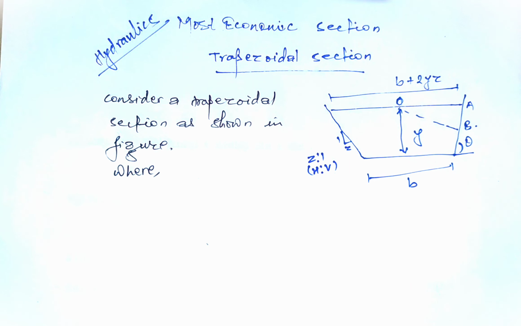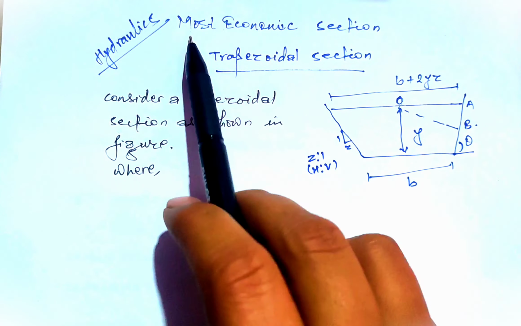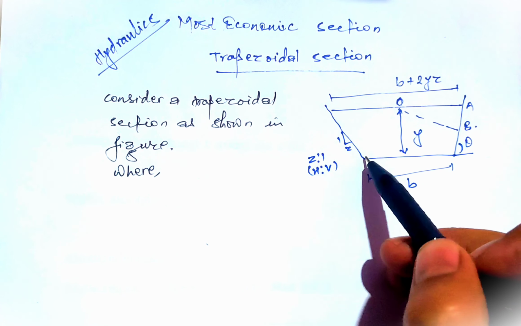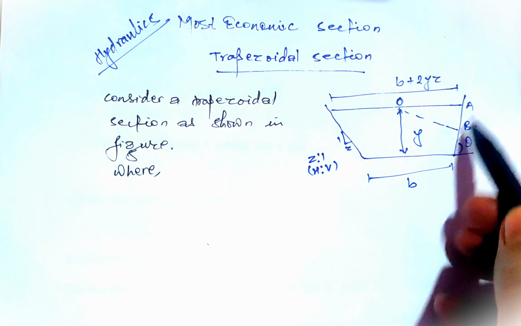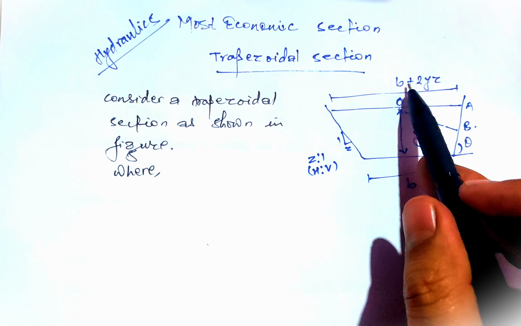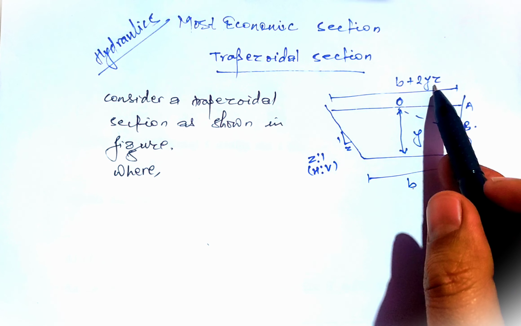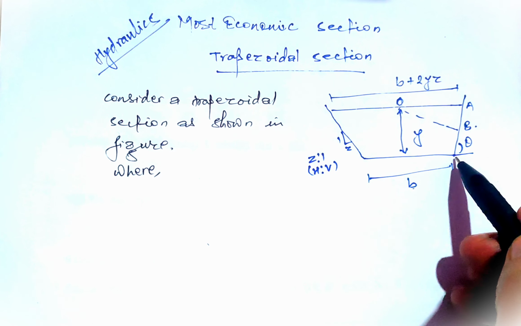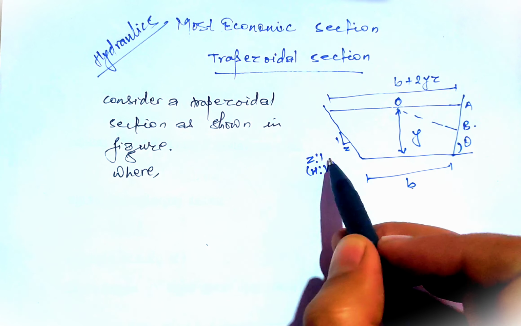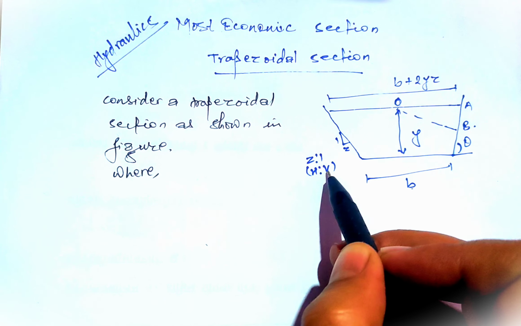Today in this video we are going to talk about the most economic section of the trapezoidal section. Here we have drawn a trapezoidal section whose depth is y and the base width is b and top width is b plus 2yz, and it forms an angle theta with the horizontal, and the side slope is z to 1, horizontal to vertical.